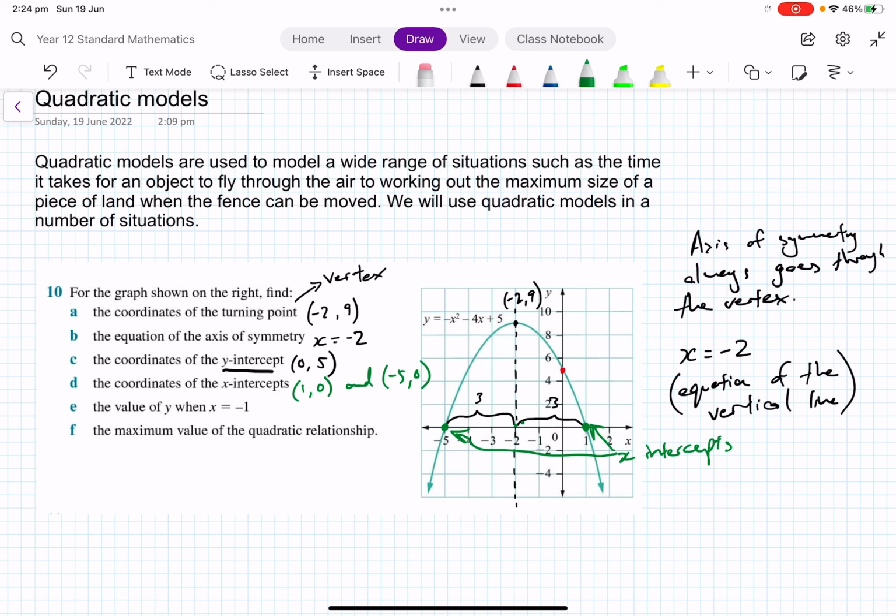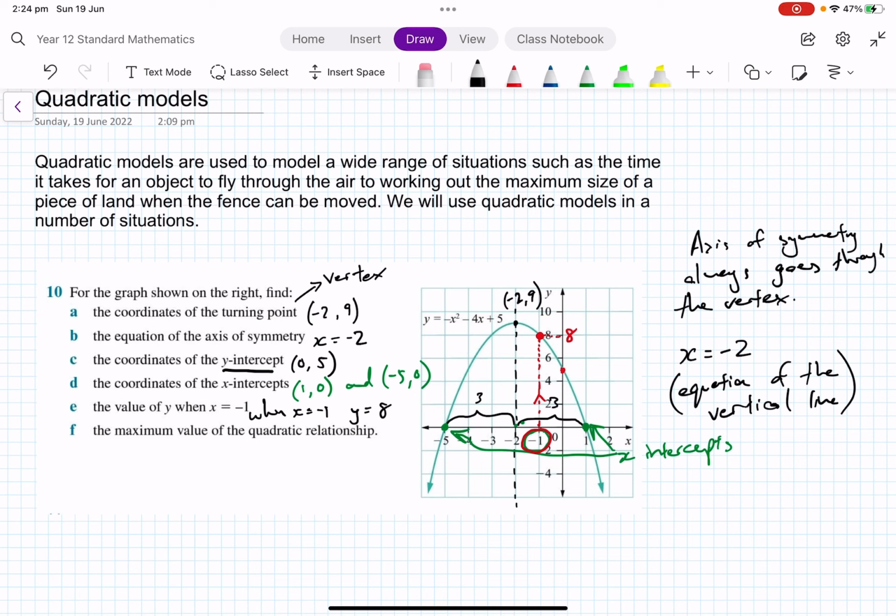Now the value of y when x equals -1. So x equals -1 is here. Let me change that to red. If we go up the curve, keep going, and we hit the curve here, it is in fact 8. So when x equals -1, y is equal to 8.